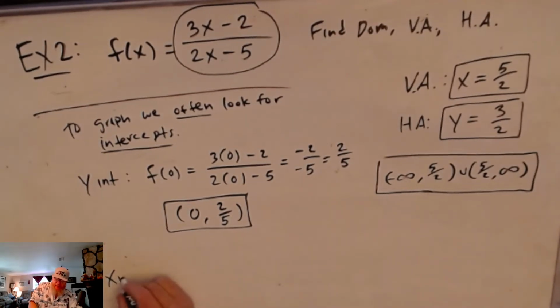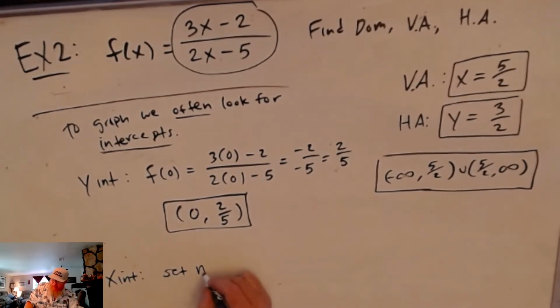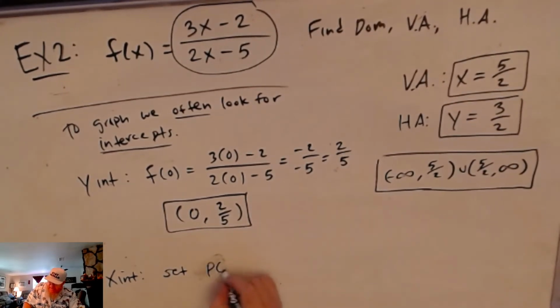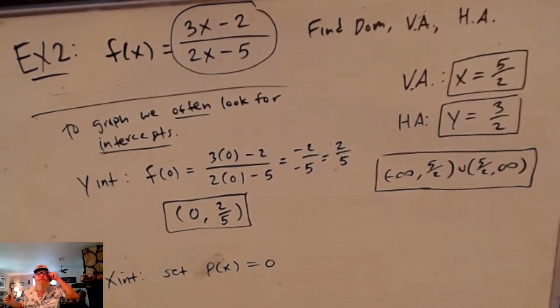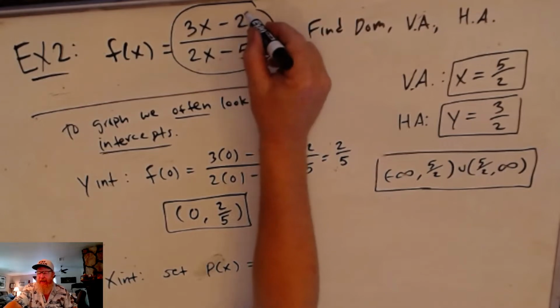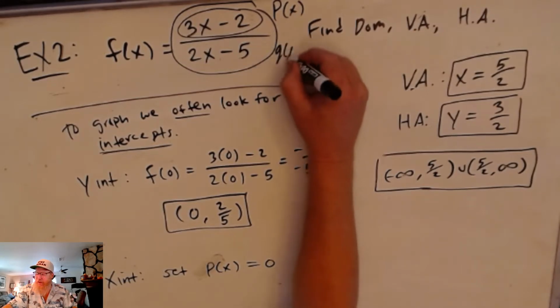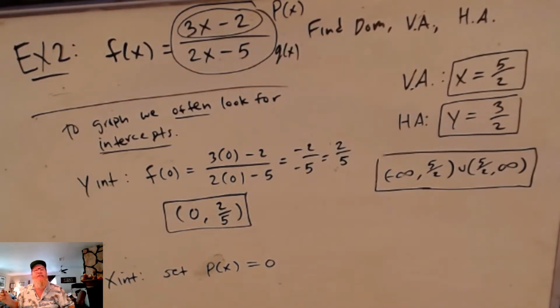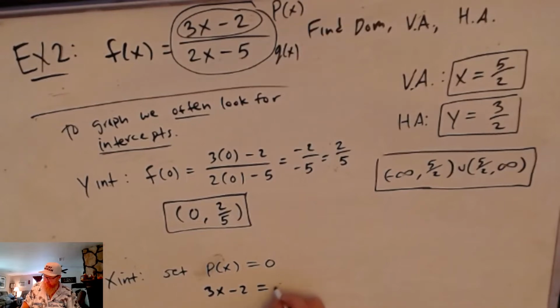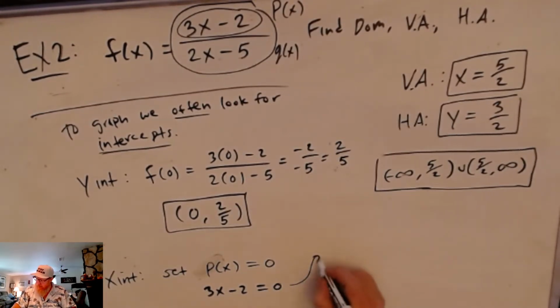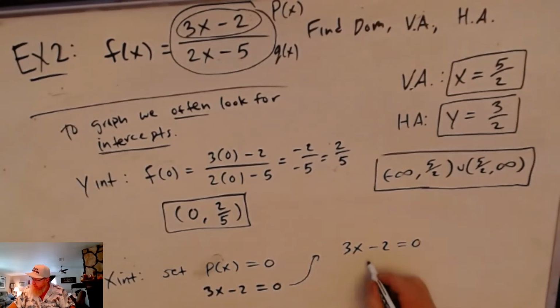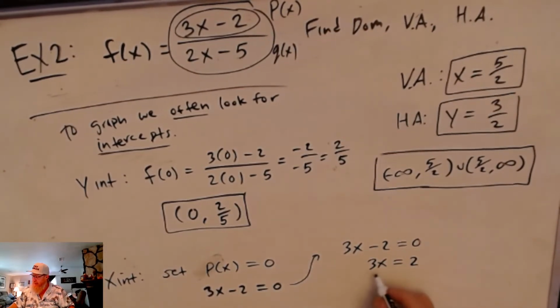For the x-intercepts, you want to set the numerator, which is called p of x, equal to 0. Remember, the denominator is called q of x. When I'm talking about these things individually, I like to call the numerator p and the denominator q. So I'm setting p of x equal to 0. That's certainly not difficult, but you have to know your algebra. You get 3x equals 2, and then you divide.